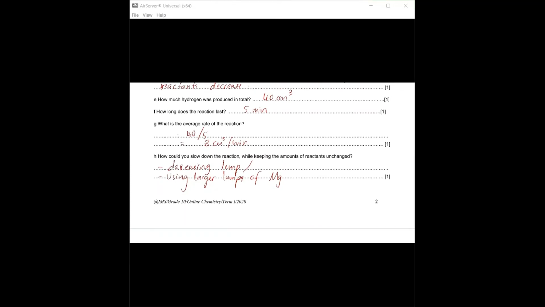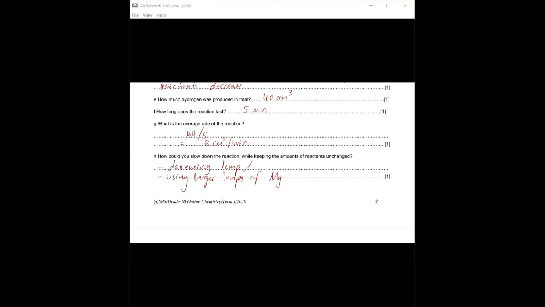Why does the rate change during the reaction? The rate decreases because the concentration of the reactants decreases. How much hydrogen was produced in total? 40. How long does the reaction last? 5 minutes. What was the average rate of reaction? 40 divided by 5, so 8 cm³ per minute.